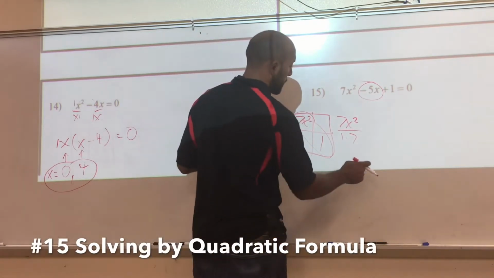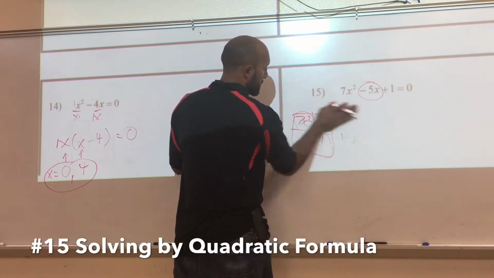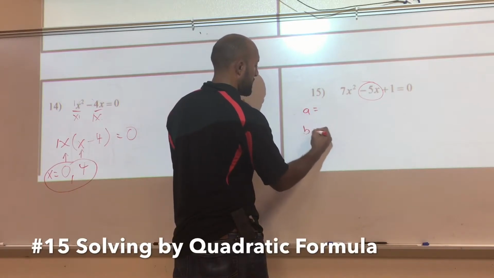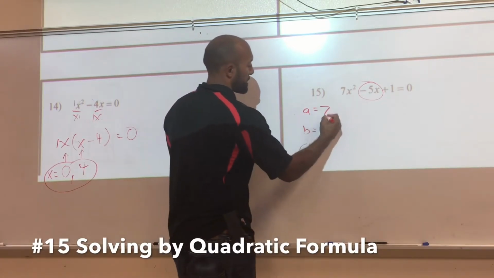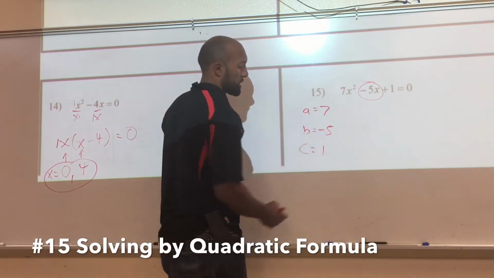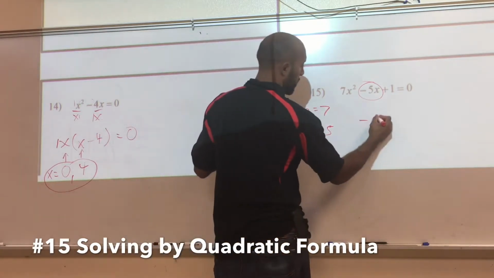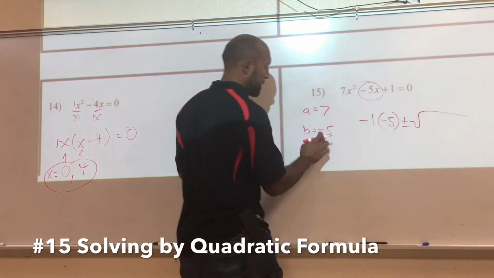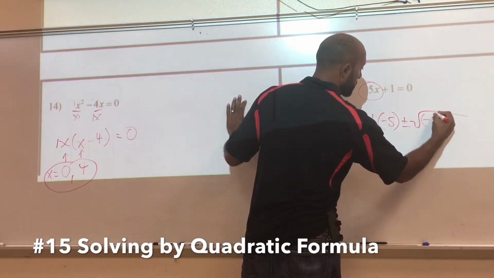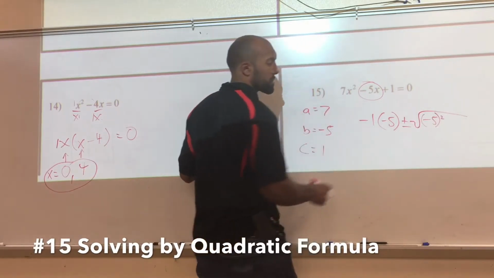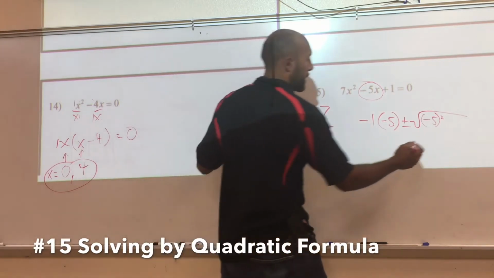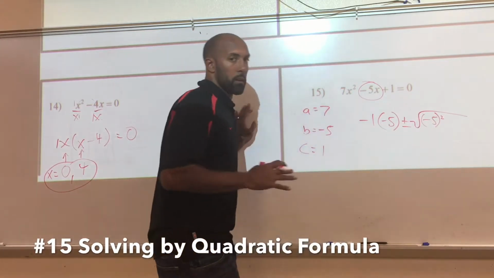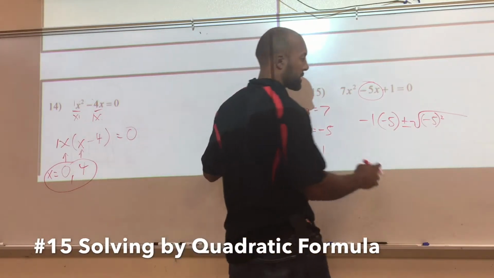So guess what? Quadratic formula. Okay? So go ahead and erase this. Identify A, B, C. A is 7, B is -5, C is +1. Set up your formula, -1 times -5. Okay, -5 squared. And remember, when you're doing this in the calculator, make sure you put parentheses around everything you plug in. Okay? Because if you don't put parentheses around that B right there, if it's negative, it will give you an error. It will mess up most of the time.